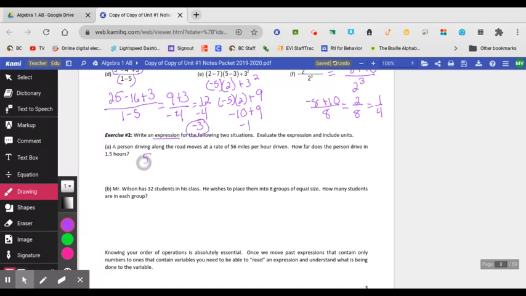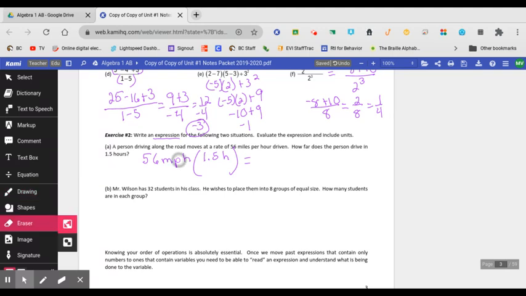So we're going to do 56 miles per hour multiplied by 1.5 hours. And we do that multiplication. And here it's okay if you use your calculator. So I'm going to do 56 times 1.5. And since this is miles per hour, another way you can write that is miles over hours, and then our hours divide out. So we really just get miles when we're done. So 56 times 1.5 gives me 84 miles.